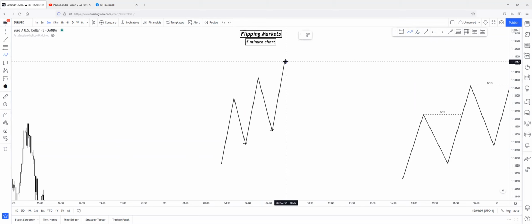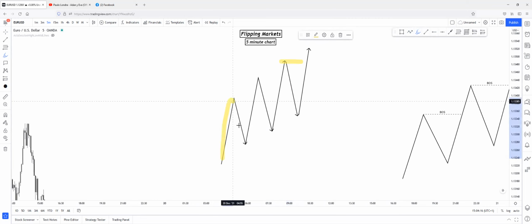So let's say a pullback happens. It creates a pullback. It respects the last higher low. It doesn't break below this low. So the trend can continue. Price will create a new higher high here, a breakout structure to the upside, and the trend can continue. This is the bullish trend, creating a series of higher highs and higher lows.